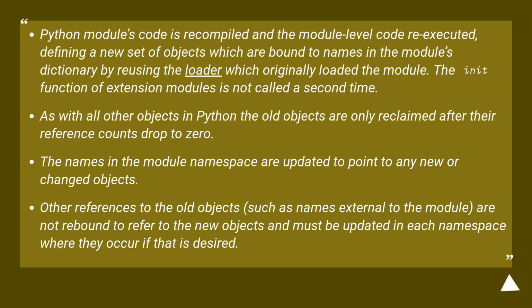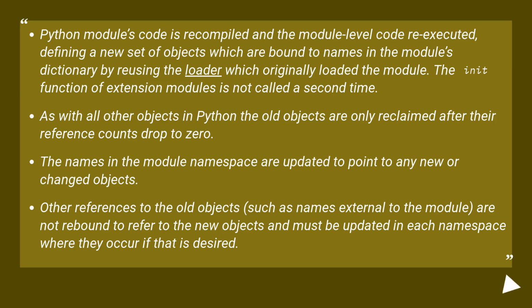Python module's code is recompiled and the module-level code re-executed, defining a new set of objects which are bound to names in the module's dictionary by reusing the loader which originally loaded the module. The init function of extension modules is not called a second time. As with all other objects in Python, the old objects are only reclaimed after their reference counts drop to 0. The names in the module namespace are updated to point to any new or changed objects.